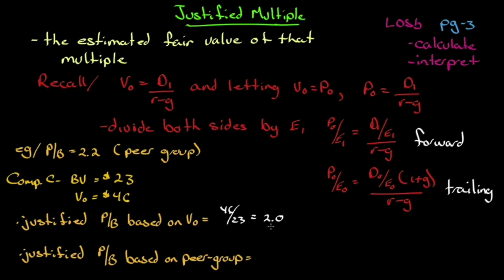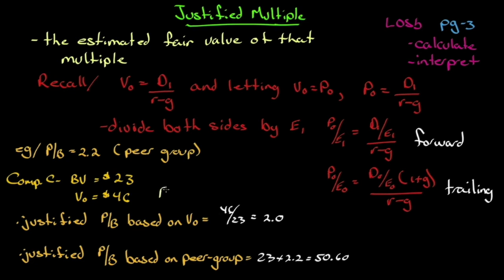Another way of arriving at a justified multiple is to say, well, you can't price things out in isolation. You have to price them out relative to other things. So rather than price it in isolation, I'm going to price it out relative to the peer group. So what am I trying to find here? I'm trying to find the numerator now. I'm trying to find price. So if price over book equals the multiple, then book times the multiple must equal the price. So 23 times 2.2 equals $50.60.